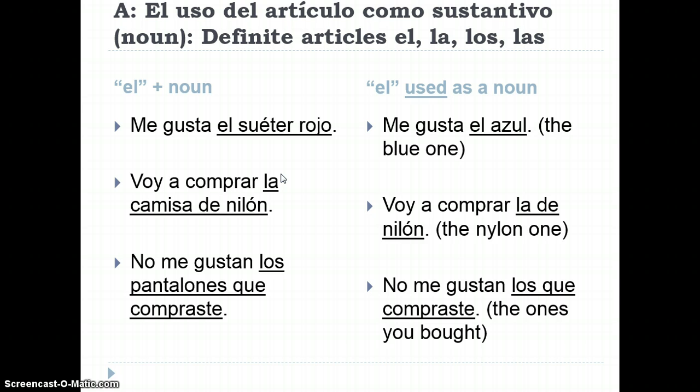On the right side, we're using a similar sentence, but we're removing the noun from the sentence and using the article as a noun. I like the blue one, el azul. Or I'm going to buy the nylon one, la de nylon. Or no me gustan los que compraste. I don't like the ones that you bought.